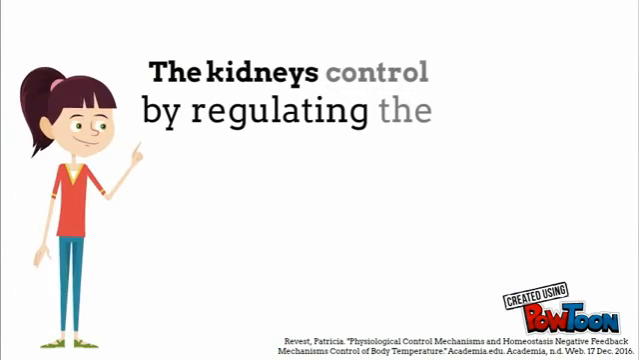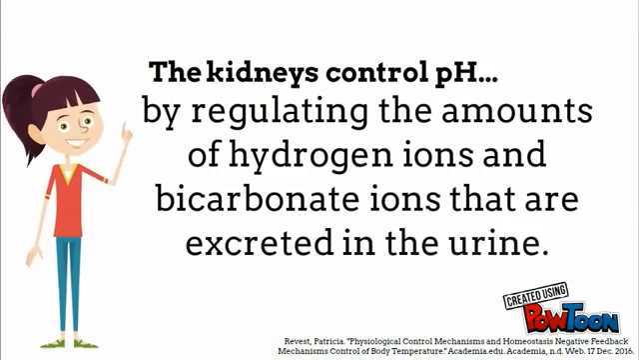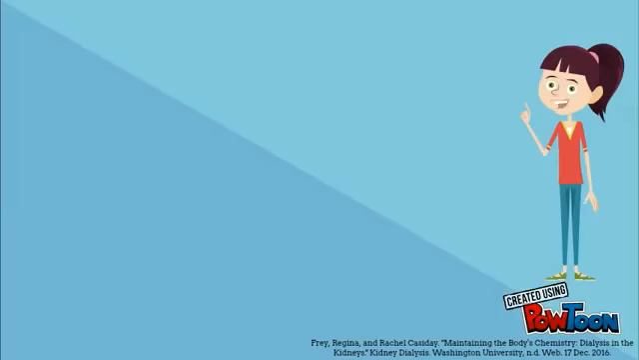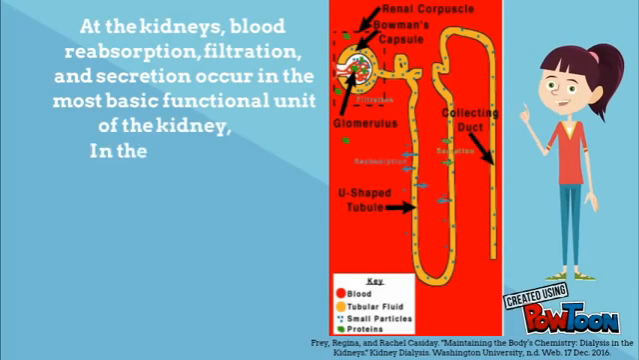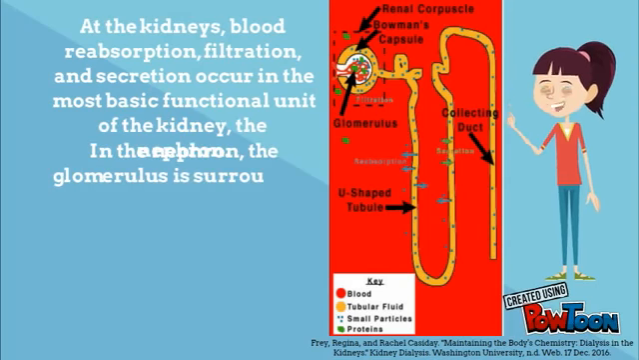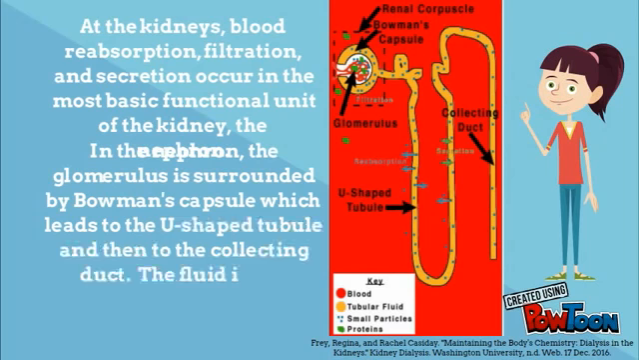The kidneys control blood pH level by regulating the amounts of hydrogen ions and bicarbonate ions that are excreted in the urine. At the kidneys, blood reabsorption, filtration, and secretion occur in the most basic functional unit of the kidney, the nephron. In the nephron, the glomerulus is surrounded by Bowman's capsule, which leads to the U-shaped tubule and then to the collecting duct. The fluid in the collecting duct empties into the bladder as urine.